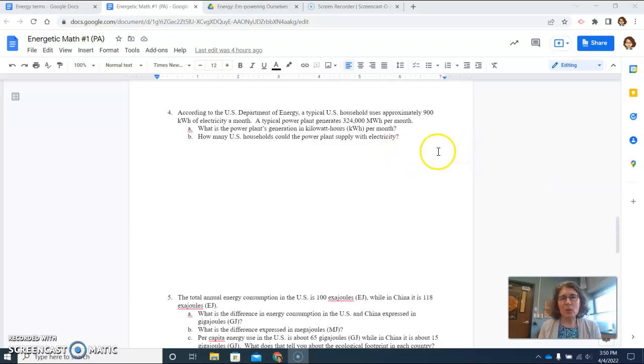This question asks, according to the U.S. Department of Energy, a typical U.S. household uses approximately 900 kilowatt hours of electricity a month.